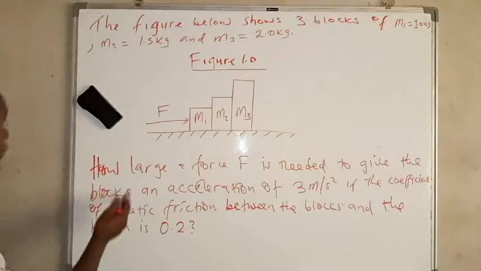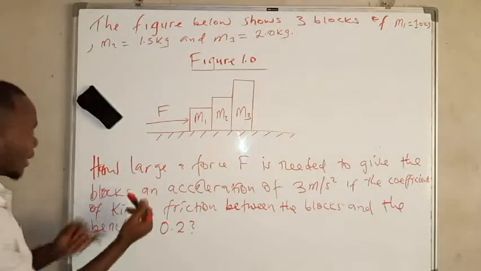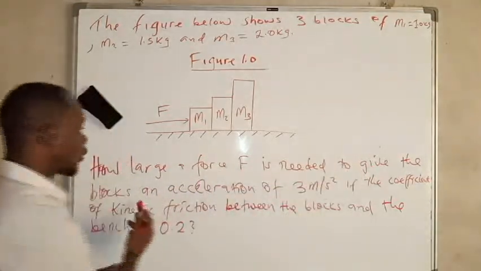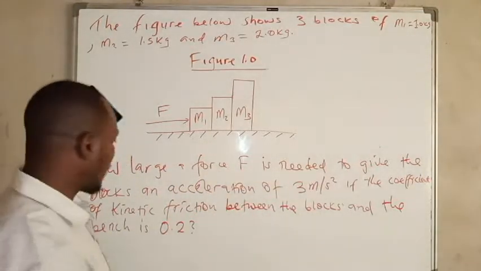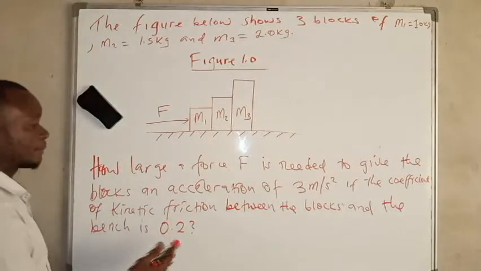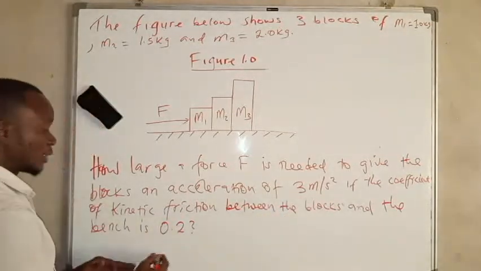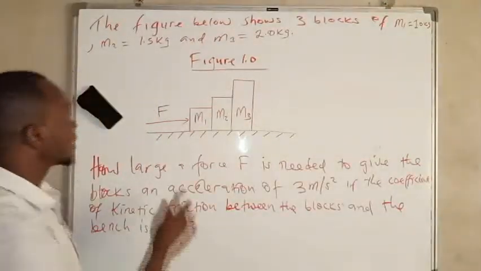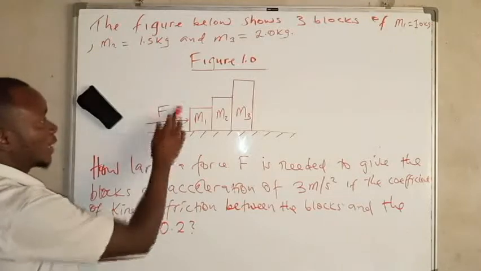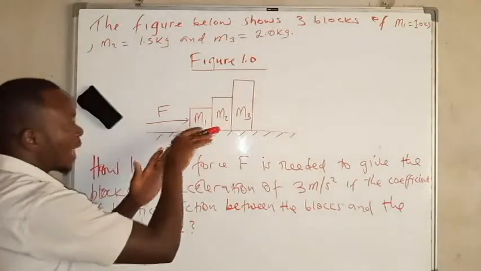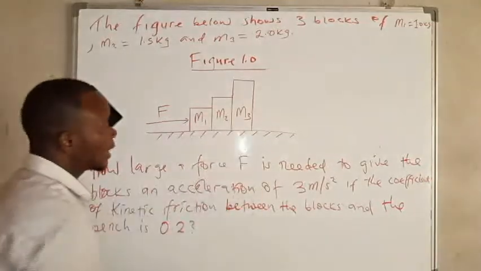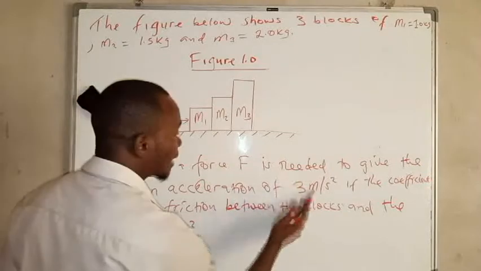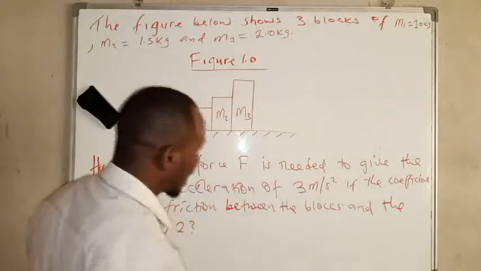The question now reads: how large a force F is needed to give the blocks an acceleration of 3 meters per second squared if the coefficient of kinetic friction between the blocks and the bench is 0.2. So we are required to find the magnitude of this force that must push these masses to the right, in this direction, giving them this acceleration.